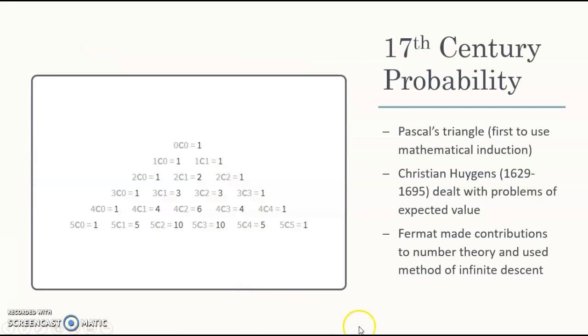Okay, moving on to 17th century probability. We look at first at Pascal. He was the first to use mathematical induction. So he had a base case, and then he proved that it stood true for n minus 1. And here we also have Pascal's triangle. So this is looking at combinations. And so we're moving down this triangle.